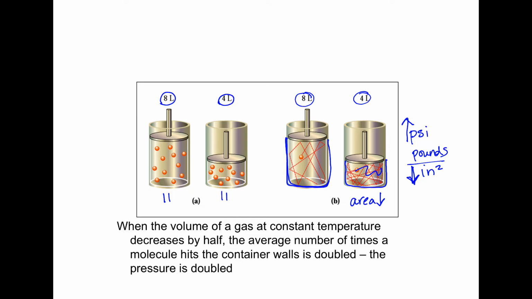Now again, when we're given initial conditions and final conditions, we can look at this relationship as P1V1 equals P2V2, where these are the initial values and these are the final values. And given 3 out of the 4, you should be able to calculate the 4th. Let's practice that.